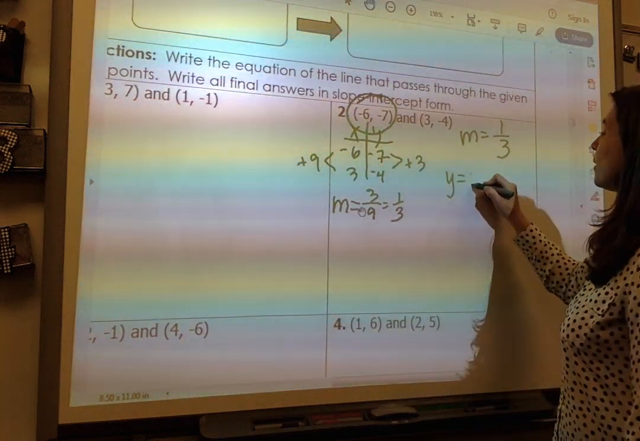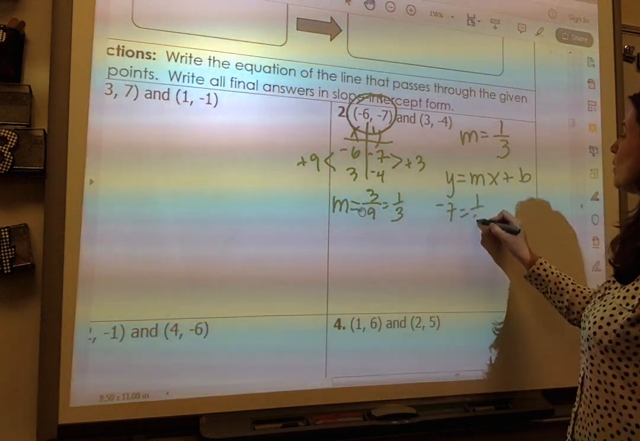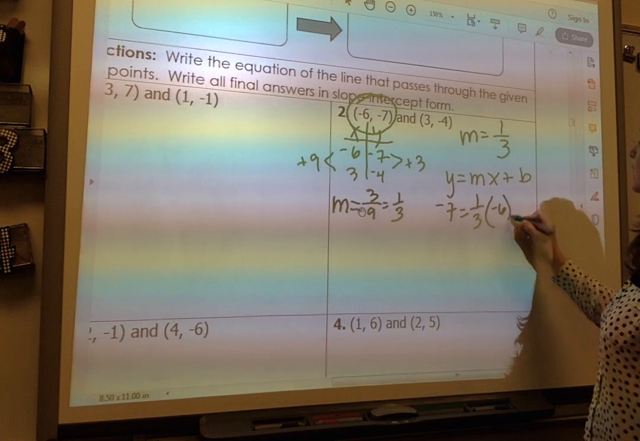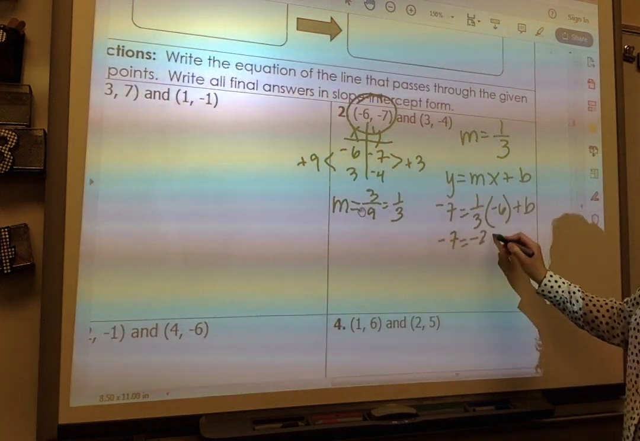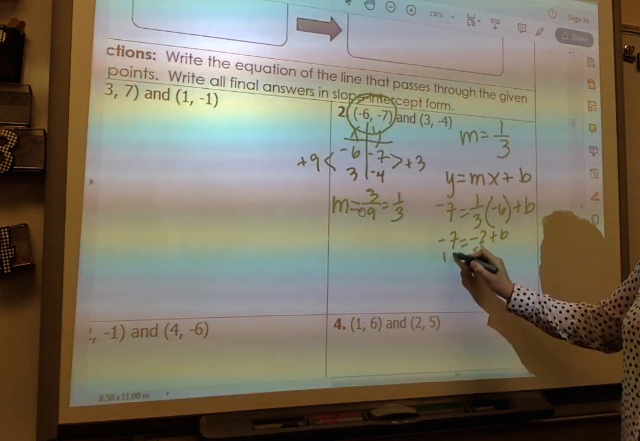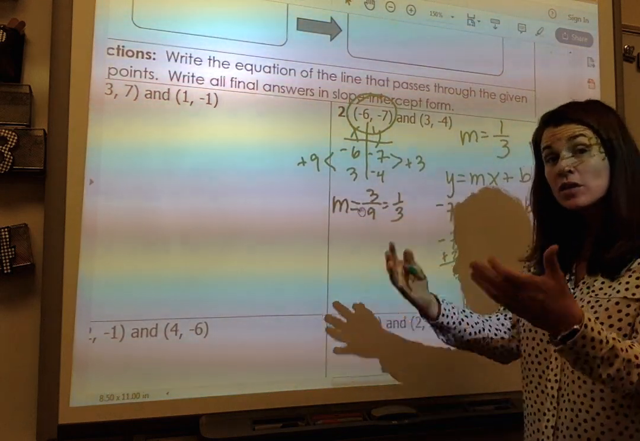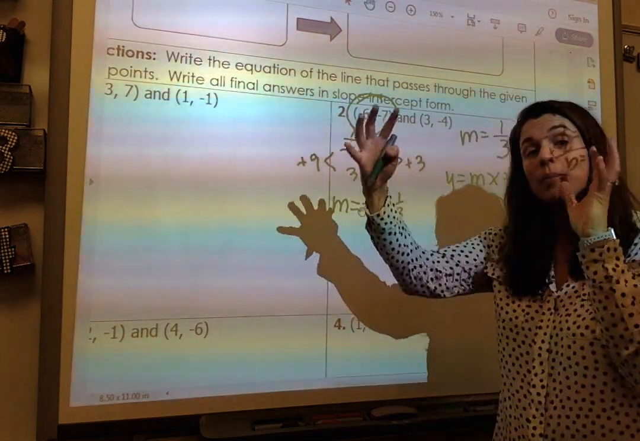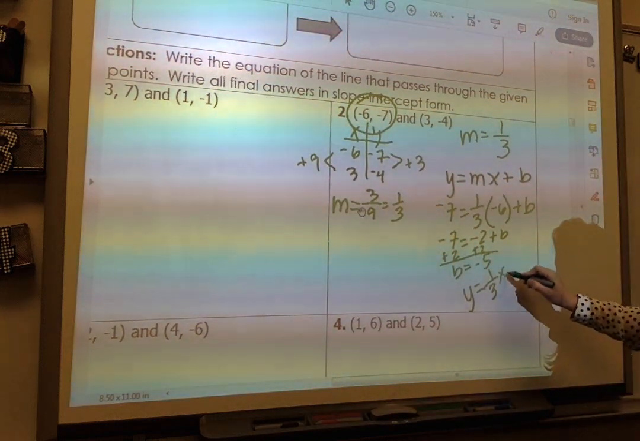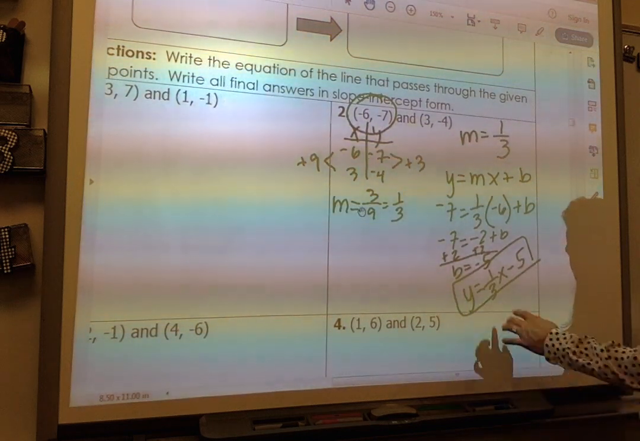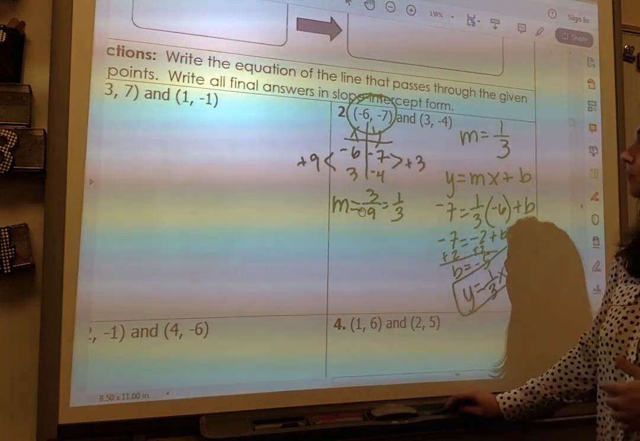So now, here's my formula, y equals mx plus b. My y value is -7, my slope is 1/3, my x value is -6, and I need to find b. So I get -7 equals -2 plus b. So I'm going to add 2 to both sides, and I get b equals -5. I'm not done. All I've done is solve for my y-intercept, or my beginning point. Now I've got to bring the two together. So y equals 1/3 x minus 5, and there is my linear equation.